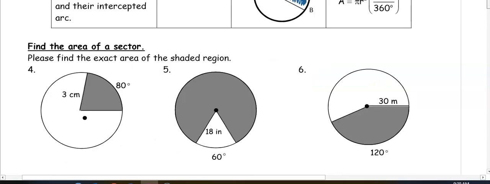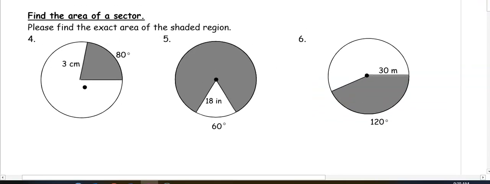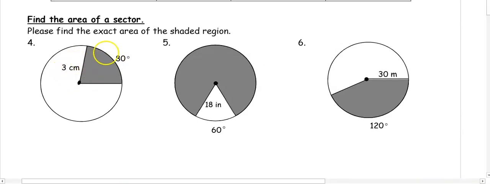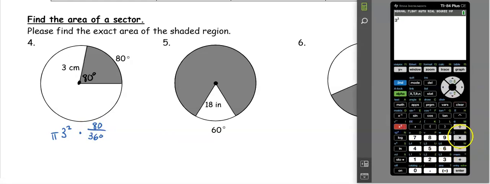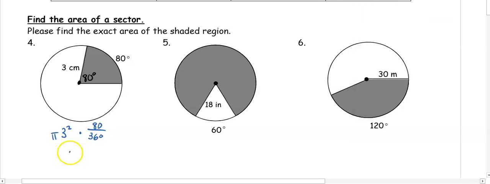So let's look at a couple examples. In number four, we want to find the exact area of the shaded region. We have a radius of 3, and our shaded area has a measure of 80 degrees because the central angle would be the same. So to find our area, it's going to be pi r squared, so pi 3 squared, times the measure of the shaded region, 80 degrees, over 360. In our calculator, we would type 3 squared times parenthesis 80 divided by 360, and we get 2. Remember to put pi with your answer because we didn't put it in the calculator, so we have 2 pi centimeters squared.